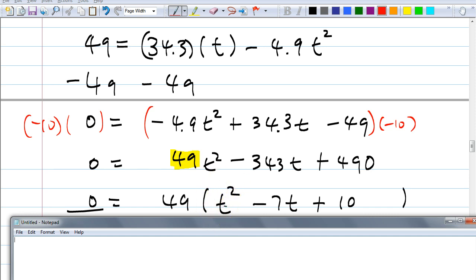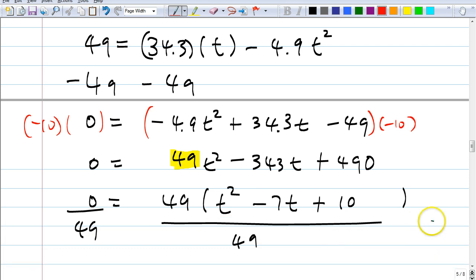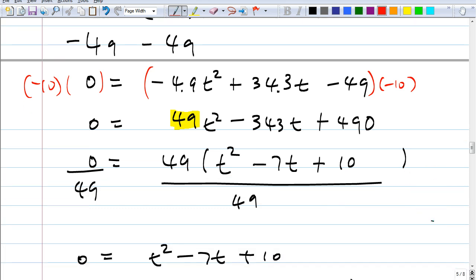You guys remember? By the way, I'm going to get rid of that 49. It's a number, and on the left side it equals 0. Why not divide both sides by 49? Make it easy for ourselves. So now we're just solving this trinomial: t squared minus 7t plus 10. Everybody go ahead and factor this now. That's a big hint: whenever you have something like this, 90% of the time the GCF will be that first number. Go ahead, everybody try this.